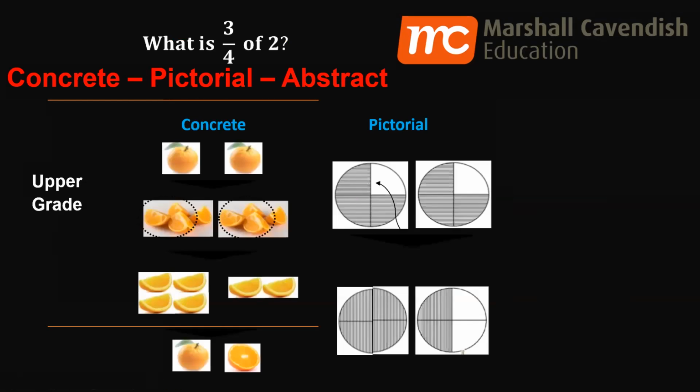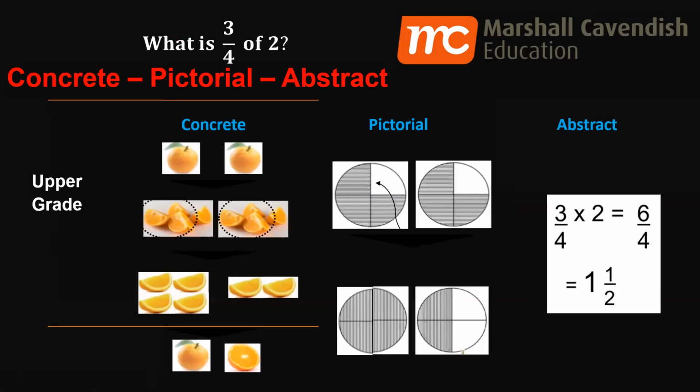At the upper grade, this is what we have. For example, what is 3/4 of 2? So 3/4 of 2, you would actually have got 2 oranges. You actually cut it into 4. So what they're experiencing is the real thing, quarters. I have 1 whole, I cut it into quarters, but I only want 3/4. So I will take 3 and I'll take 3 here. So I'll end up with 6/4. So 6/4, when I placed it, this is what I get. So this is the pictorial version, and then this is the abstract version.